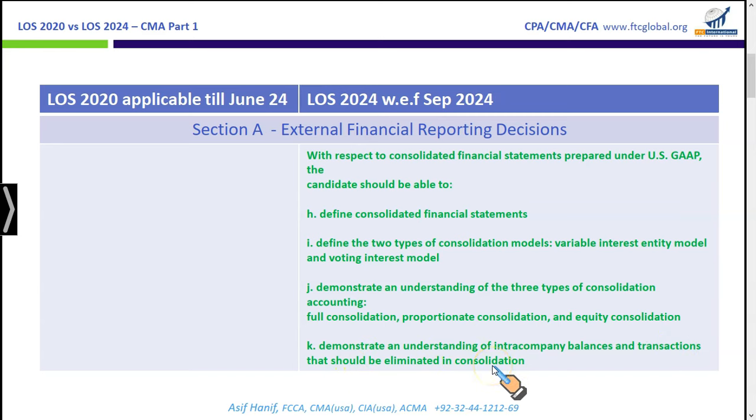This is the area where you are most likely to be tested, because preparing a consolidated set of financial statements is absolutely beyond the scope of your syllabus. You can't do that in the exam condition. However, this is the area that could be tested. Intra-company balances and transactions, those between the entities, between the parent and subsidiary, they need to be eliminated. This is the only area that has been added to your Section A.